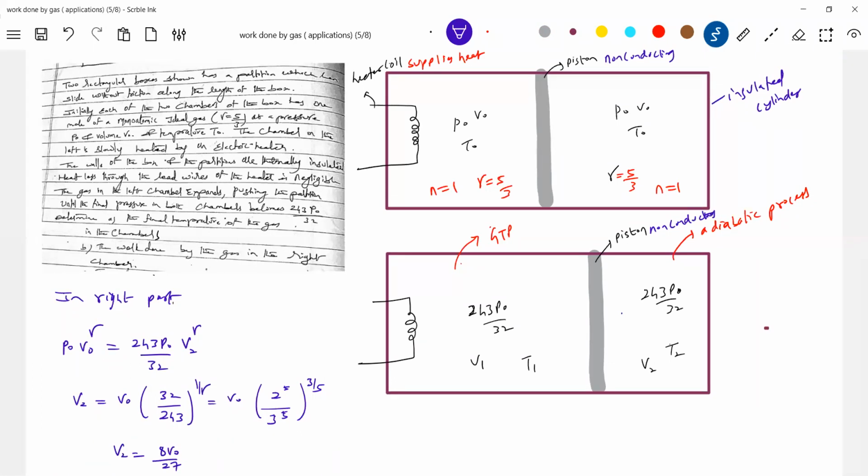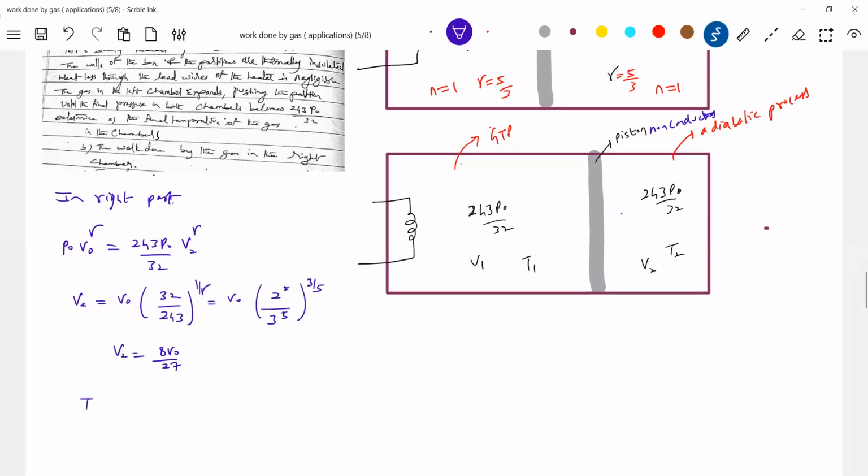So now I know it. Then after this, what can we do? The temperature also we can calculate. So what is the formula? T2 over T naught equals V naught over V2 to the power gamma minus 1. So we know V2, and now we know gamma. Get the expression for T2, T2 in terms of T naught. So this will be V naught by V2 to the power gamma minus 1.